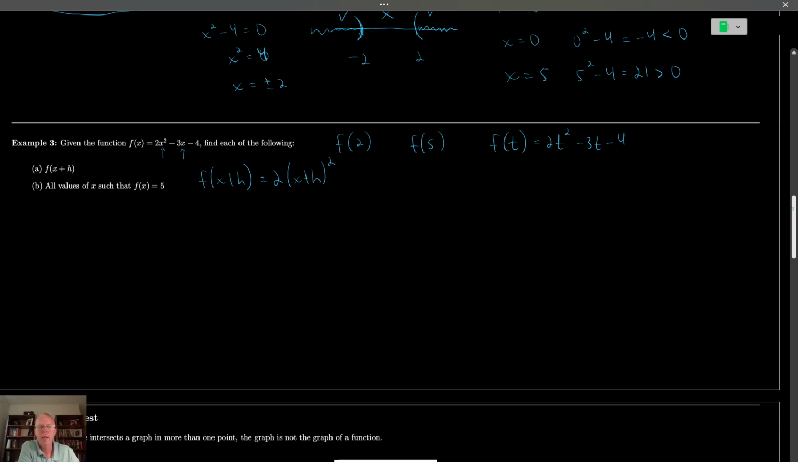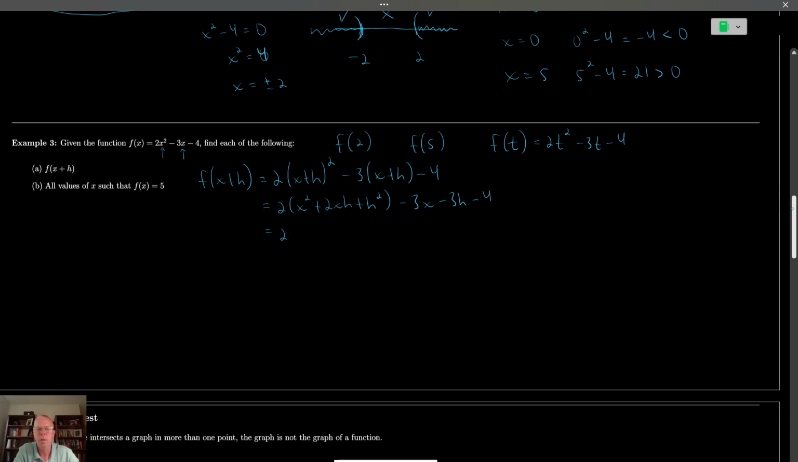So we're squaring x, whatever x is. In this case, it is x plus h. So we're squaring this whole thing. Minus 3 times x plus h. So we have 3x originally. Now we're plugging in x plus h, and then minus 4. Now just simplify this. 2x squared plus 2xh plus h squared minus 3x minus 3h minus 4.